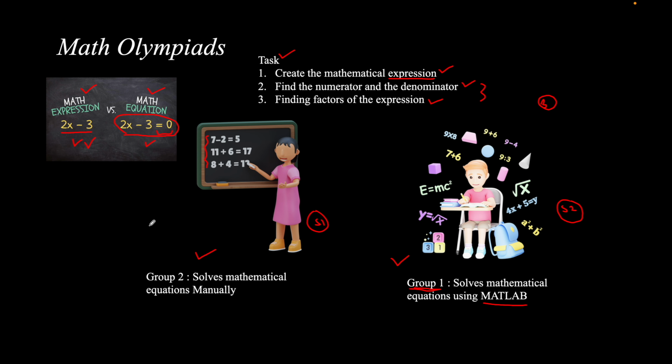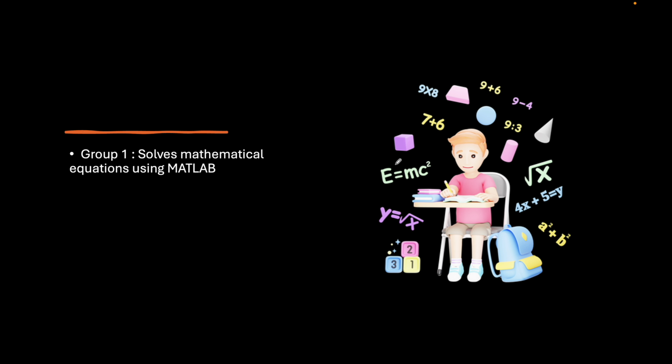So group one solved the expression with the help of MATLAB tool, but group two solved it within maybe 12 minutes, which is around 4 times more than what group one took. At the end, group one got the winning prize, and then they were asked how they solved the problem so quickly. They mentioned that they used MATLAB as a tool for solving the equation.